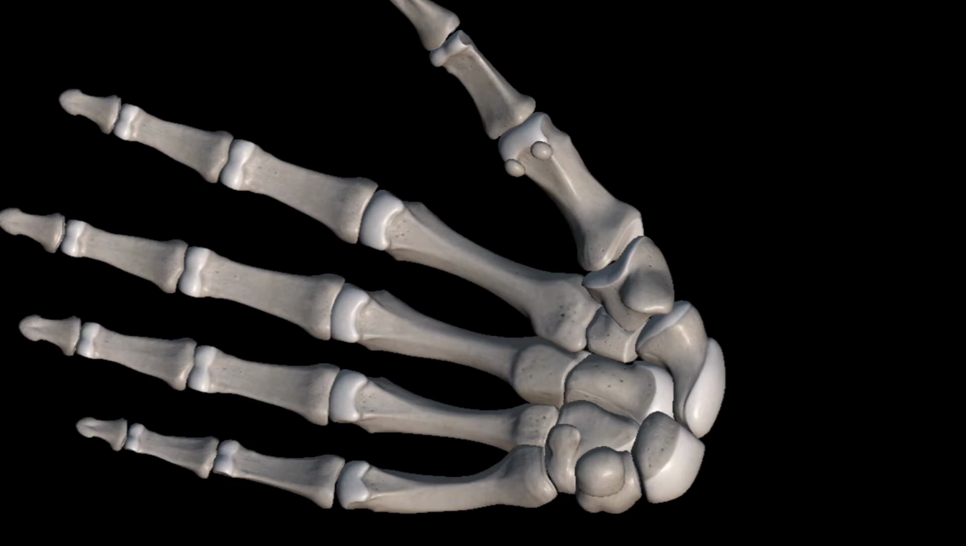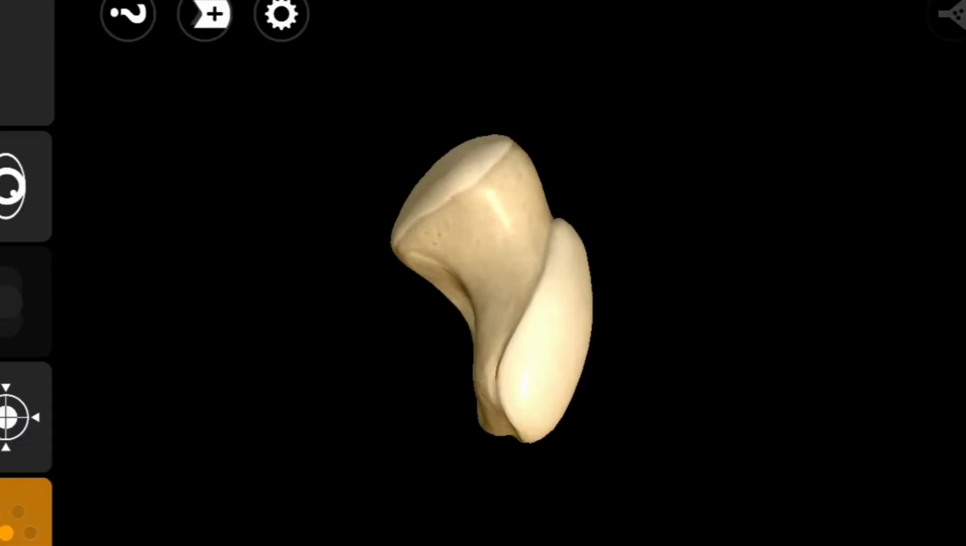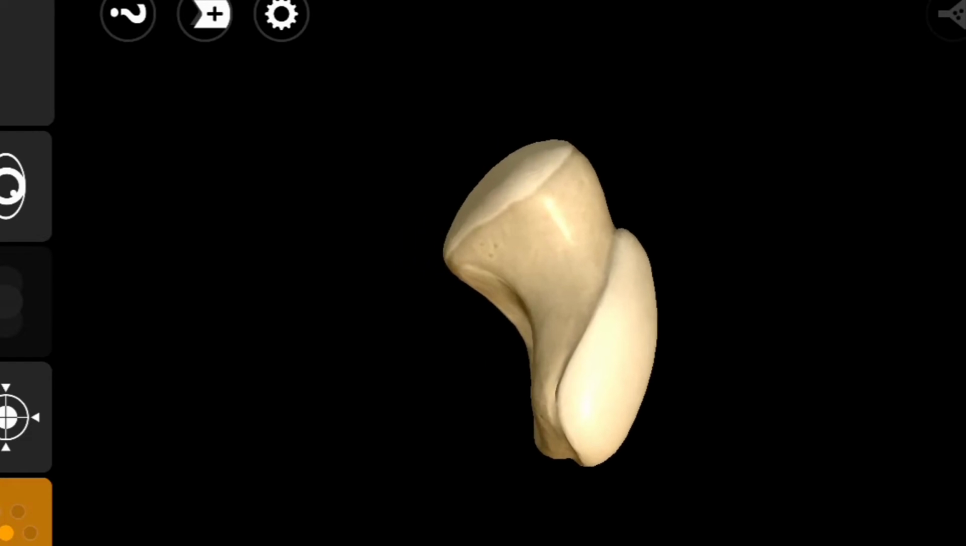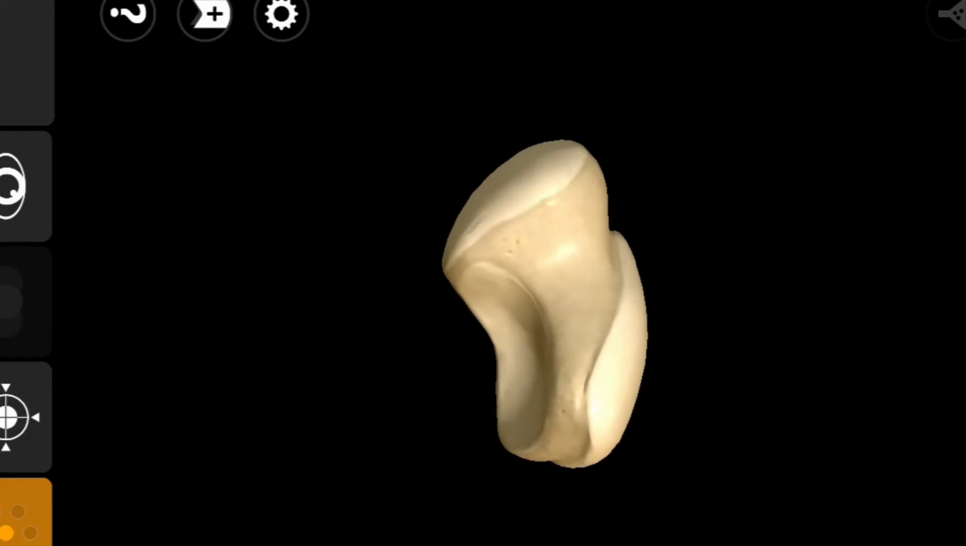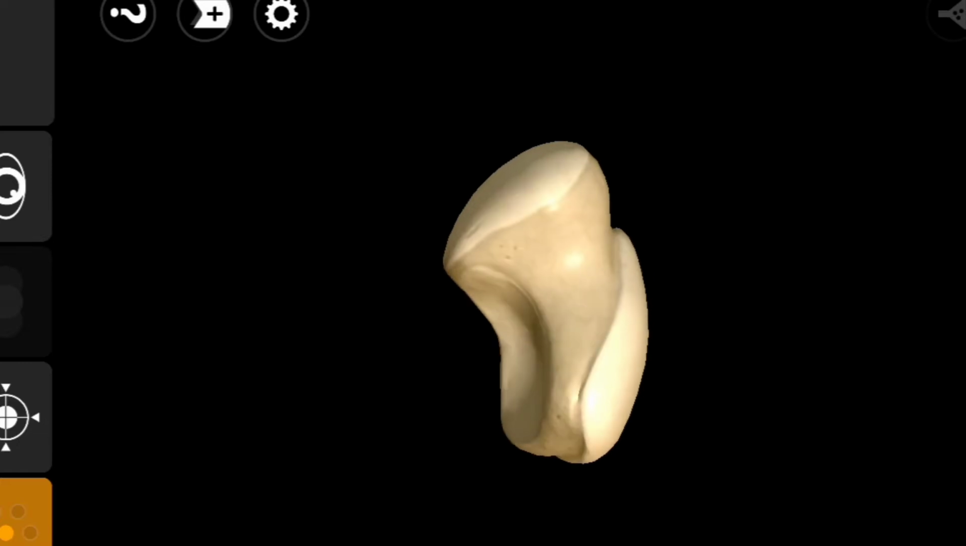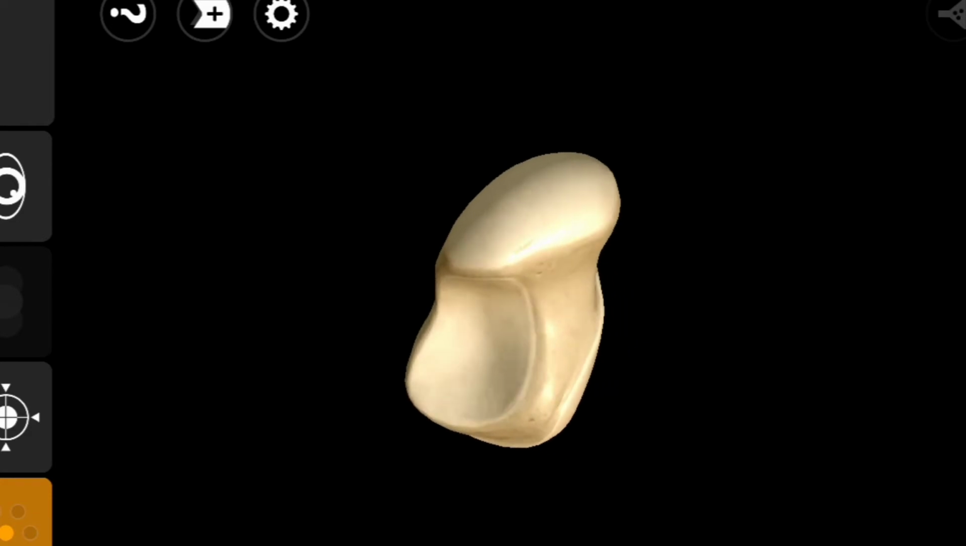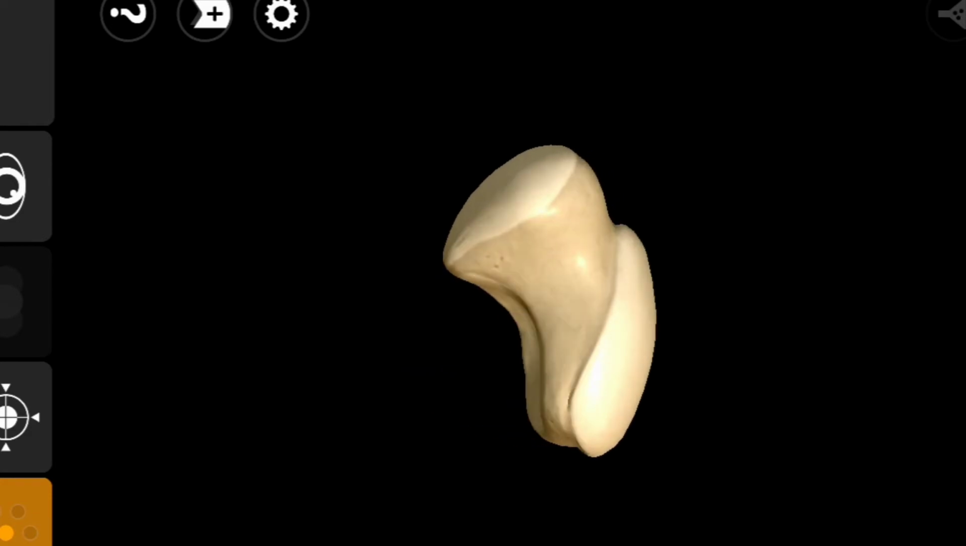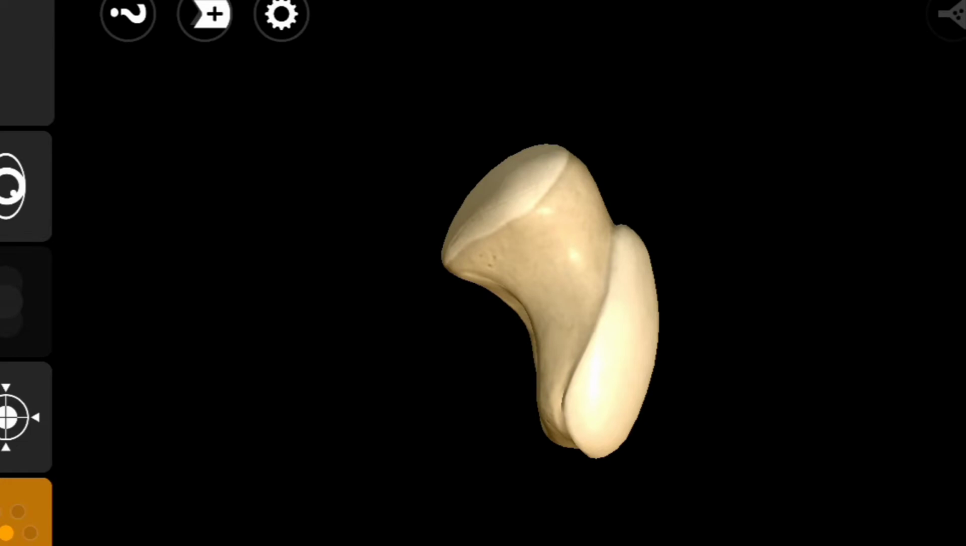So let's start with scaphoid. Scaphoid is from the proximal row. This is the scaphoid bone. This is the large bone of the proximal row. It has the tubercle of the scaphoid. Scaphoid articulates proximally with the articular surface of the radius and distally with the trapezium, and also with the trapezoid and with the capitate.